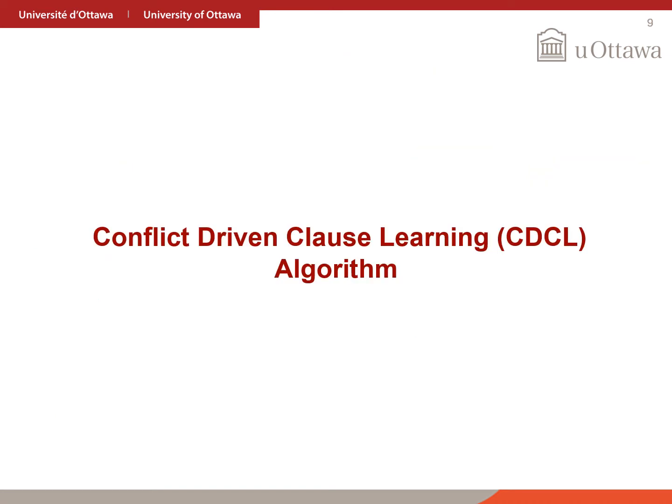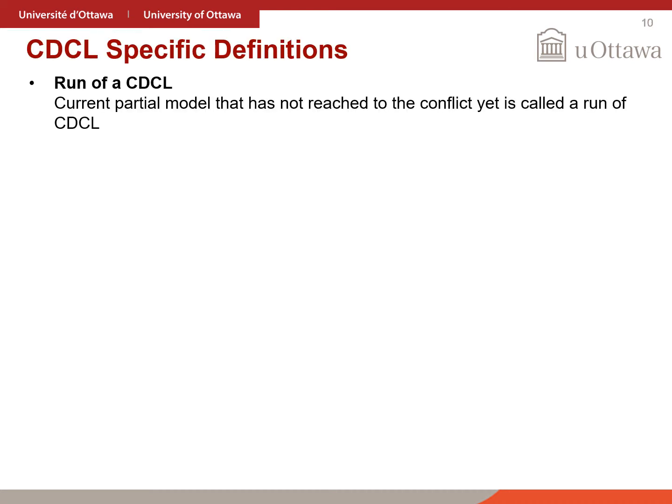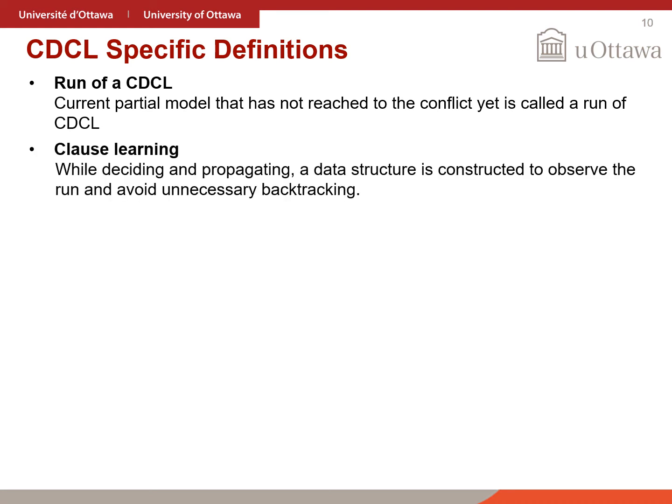Now we will see the conflict-driven clause learning algorithm, CDCL, which was proposed in the late 90s. It is inspired by the earlier DPLL algorithm and shares the same structure. Before delving into CDCL, we will see its specific definitions. The current partial model that has not reached a conflict yet is called the run of a CDCL. While deciding and propagating, a data structure is constructed to observe the run and avoid unnecessary backtracking. It is called clause learning.